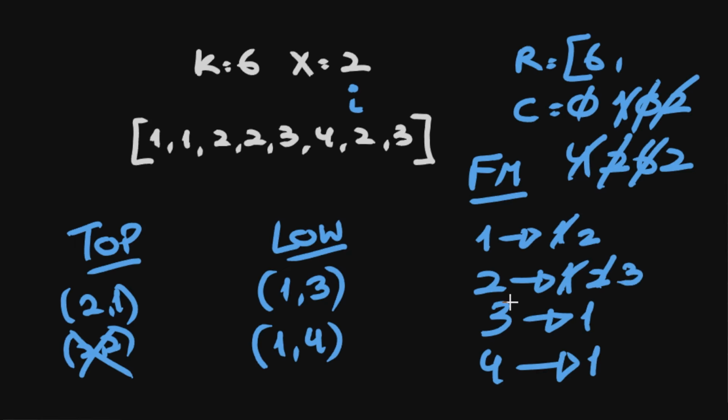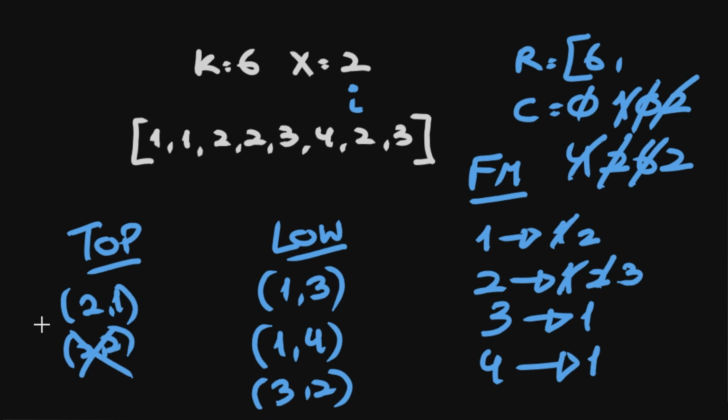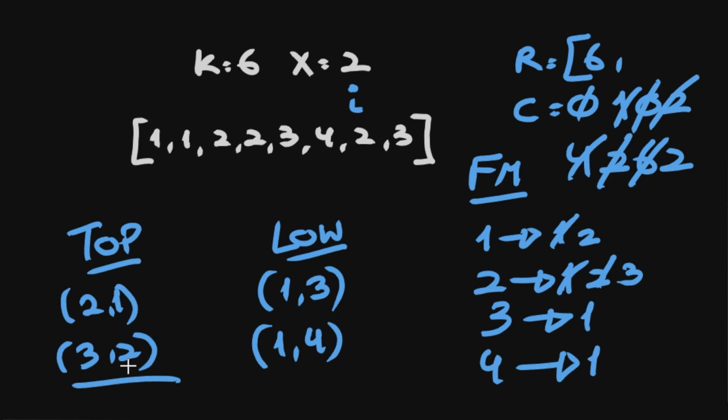Sorry, this is 3. And we need to add this information in low. So we add a tuple with 3, 2. And now we are checking if we need to balance this. And here we only have one element, but x is 2. So we can move this element to top. And we add 3 times 2 to current. So 2 plus 6 is 8. So the result for this subproblem is 8.